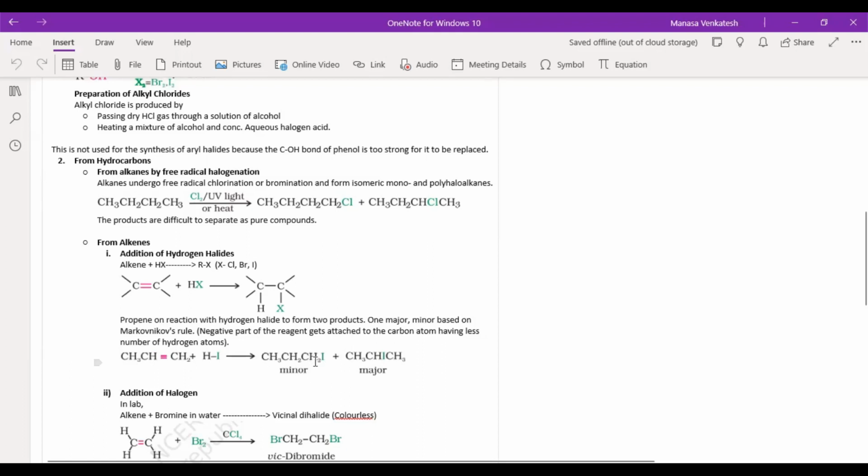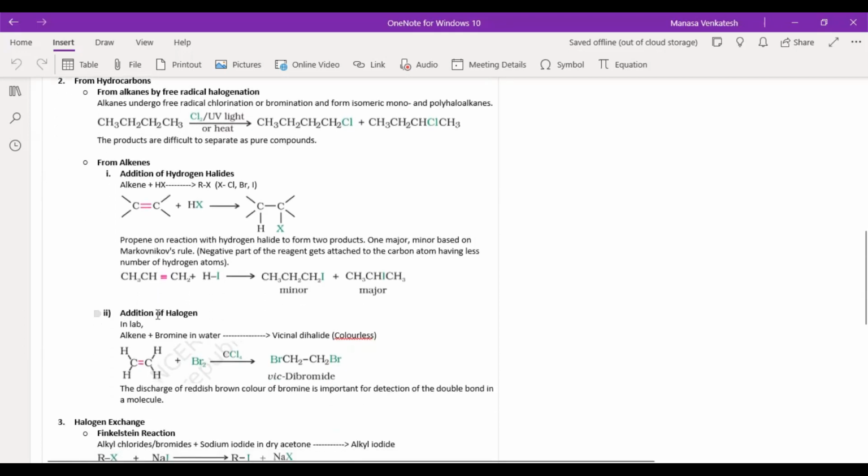Remember, you would have learned there's a mechanism also that was involved. Due to the mechanism and the stability of the carbocations formed, Markovnikov's rule was given, and that states that the iodine will get attached to the carbon atom having less number of hydrogen atoms.